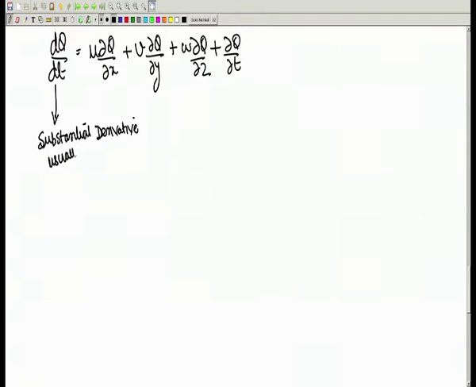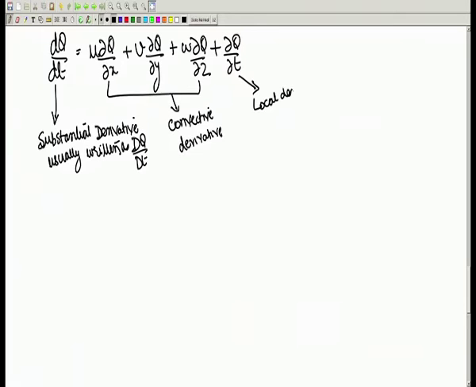Usually written as Dq Dt. All right. These three are convective derivative. All right. And this is local derivative. So this is substantial or material derivative, this is convective derivative, and this is the local derivative.